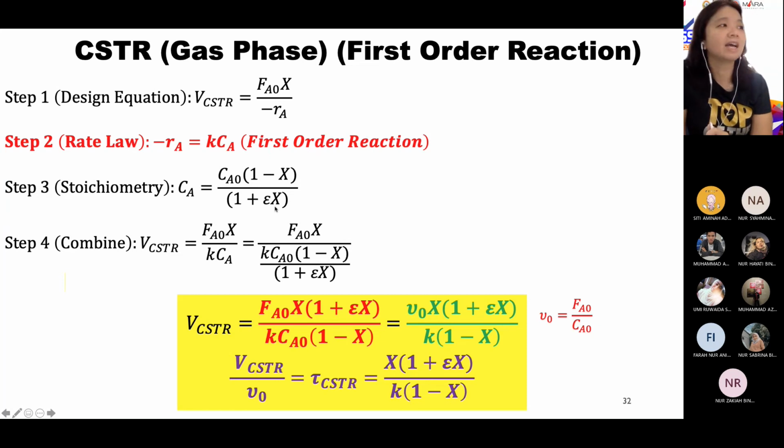Kalau dia ada perubahan tekanan, which we will do slightly later, dia akan ada tambahan P0 per P kat bahagian bawah. Dan kalau ada perubahan suhu, T per T0 tambahan lagi kat bahagian bawah. Okay, so you must understand at this stage, kita assume dulu tak ada perubahan tekanan, tak ada perubahan temperature. That's why it become 1 plus epsilon X only. Okay, alright. So then, what do we do?